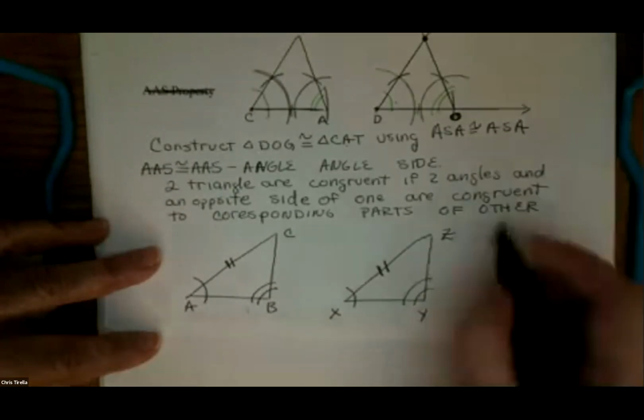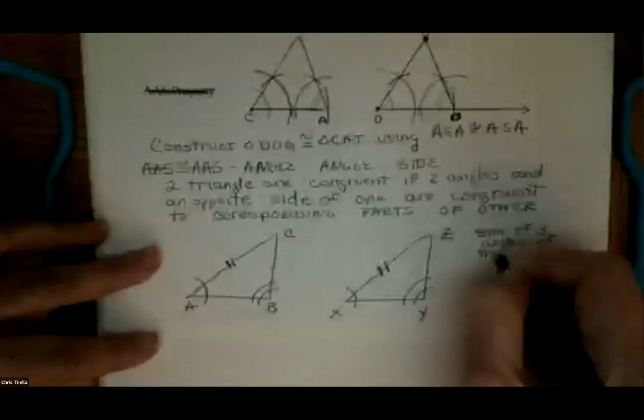60? The sum of all three angles. 180? Right. The sum of all three angles of a triangle is 180 degrees.